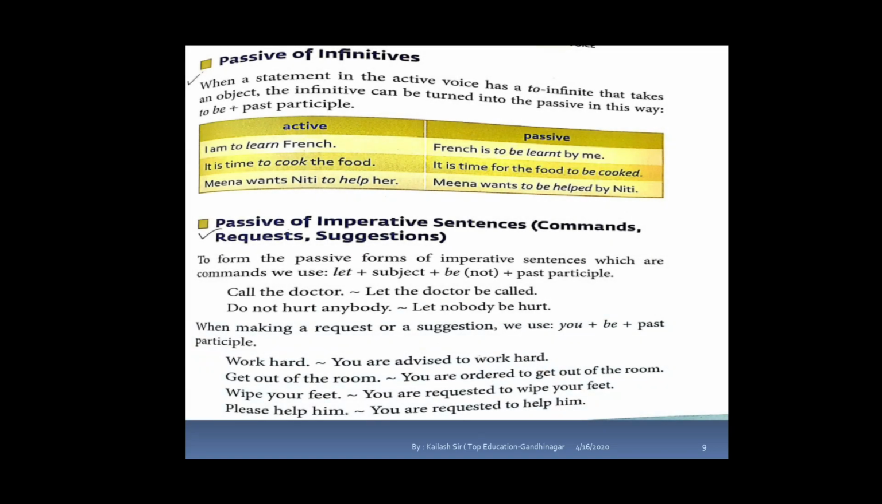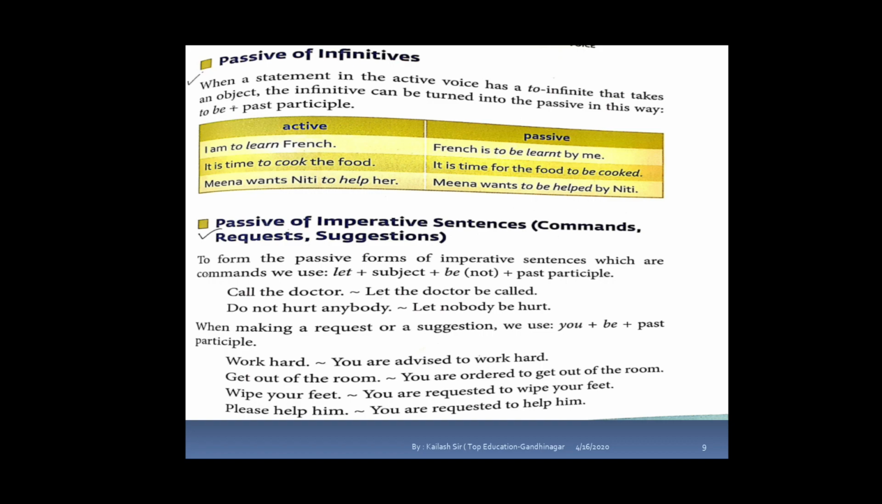Next is the passive of infinitives. When a statement in the active voice has an infinitive that takes an object, the infinitive can be turned into the passive in this way: to be plus past participle form. Example, I am to learn French, to learn. Now the infinitive is that form of the verb, V1, the present form, which never changes. Even in direct and indirect also we do not change. The to form of the verb never changes. So I am to learn French.